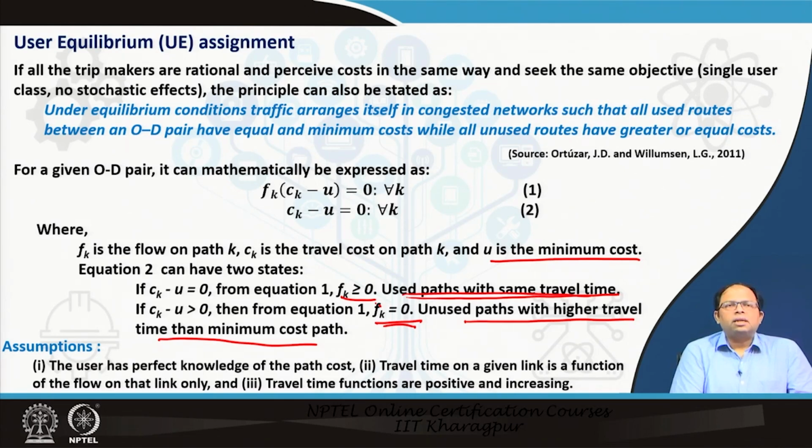So we are making some assumptions. The user has perfect knowledge of the path cost. First of all, the entire user group is 1, so every one of them has perfect knowledge of the path cost, which, again, is an assumption. Travel time on a given link is a function of the flow on that link only. That means travel time is affected by the total volume in that link. It is not affected by the volume in other links. So that is also what we are assuming. And travel time functions are positive and increasing. So these are the three assumptions that we are starting with.